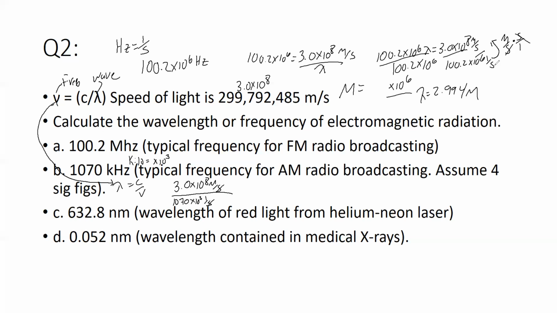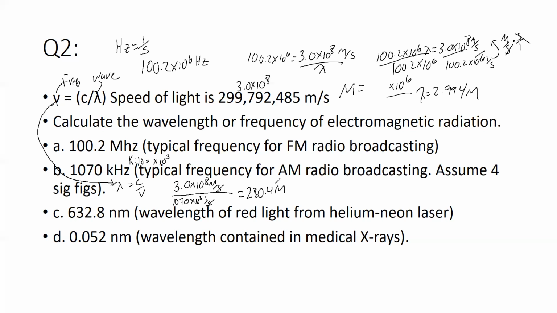Again, the reason why seconds cancel out is up here. When you have a fraction in your denominator, you can just move it up as long as you switch around the denominator and numerator of your fraction. So you take those two and you divide them together, and you should get 280.4 meters. So that's the wavelength of an AM radio.